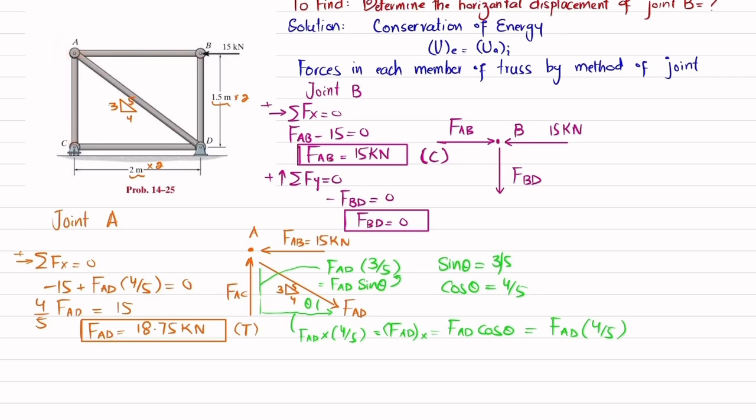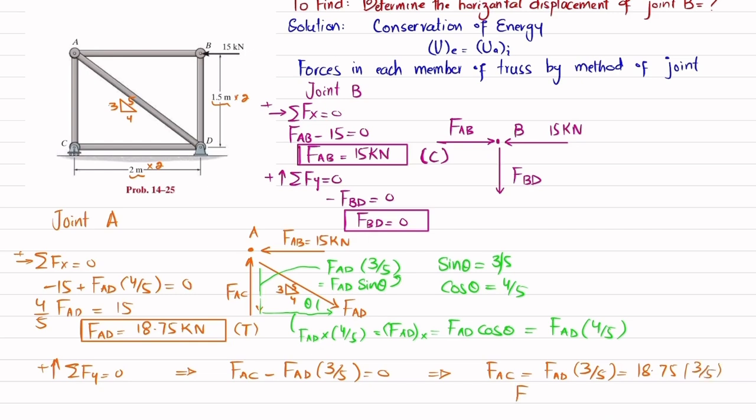Okay. Now we will move toward finding another force. We will apply that the sum of all forces along the y direction must be equal to 0, and upward force is taken as positive. So from here, FAC minus FAD into 3 over 5 is equal to 0. So FAC is equal to FAD into 3 over 5. FAD is 18.75 into 3 by 5. When you solve this, FAC comes out to be 11.25 kilonewton.